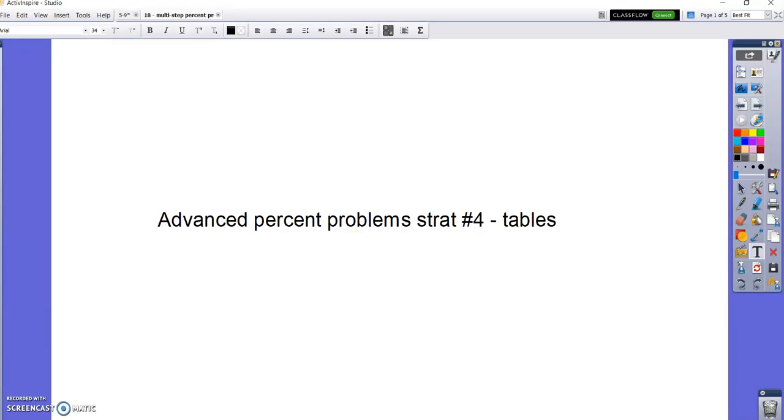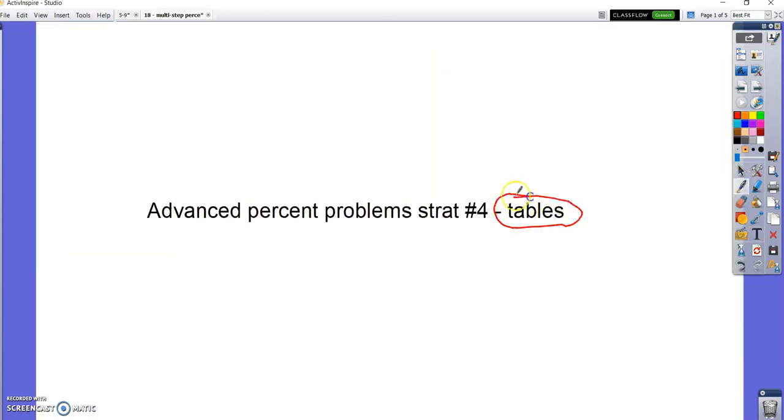Advanced math, one more advanced percent problem strategy for you today, and that is tables, one of my favorites. They really help me think about problems and not worry about being right, but just try and make mistakes in a way that's productive toward getting me where I want to go, and not feeling obligated to be right the very first time. So I like it a lot, and we're going to do that today.